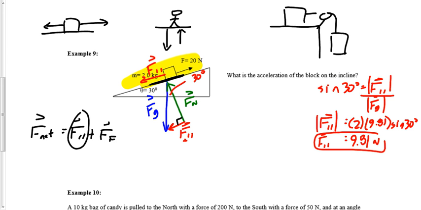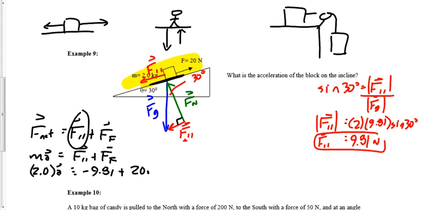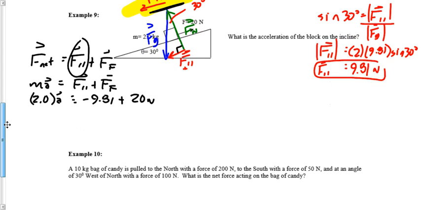Okay, the net force now is m times a. So we're going to say ma is equal to F parallel plus Ff. M is 2. A is what we're looking for. I want to say F parallel is down the hill, so I'm going to make it negative 9.81. The force of friction is 20 Newtons. Wait a second. Can friction acting up the hill be bigger than the force down the hill?